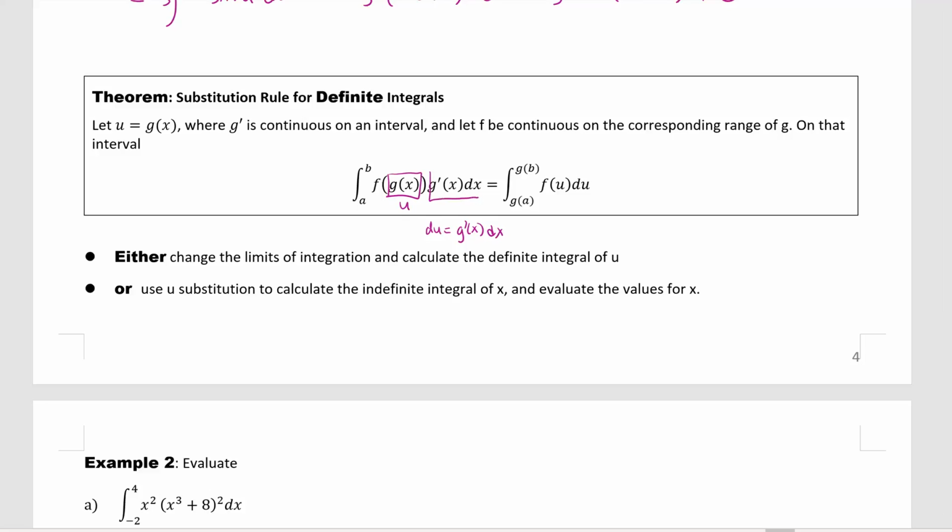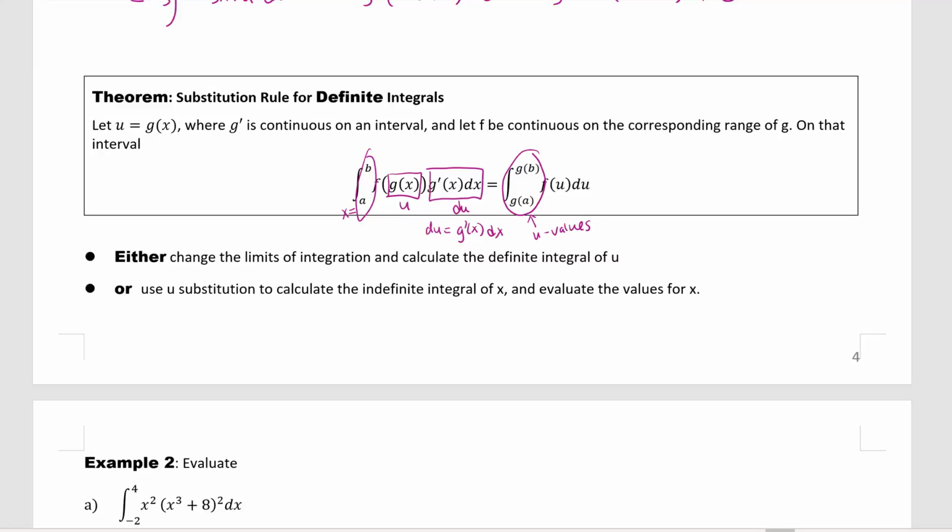So that's why we can replace this by du to get an integral in terms of u. Okay, so here we gotta be careful. Those bounds, a and b, are x values. So when you want to change to a u integral, you have to change the limits to u values. So these are u values.